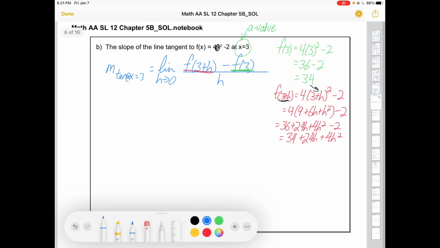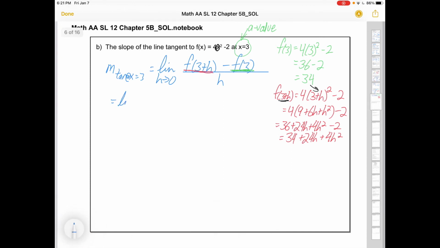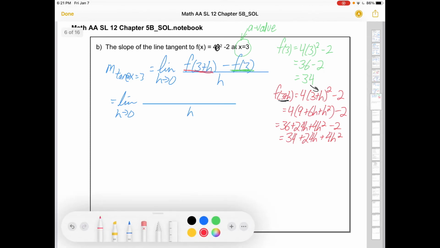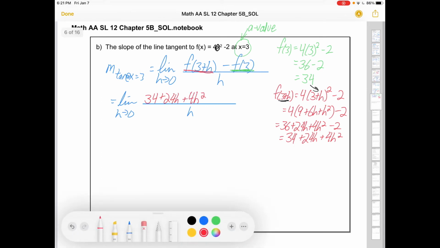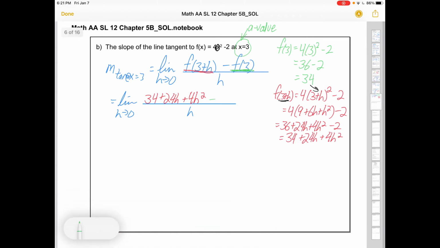I really like doing this work off to the side because then all the grunt work is done. I can go ahead and just sub it in. So for f of 3 plus h, I'm saying it's 34 plus 24h plus 4h squared. And for the other one, f of 3 is just 34.